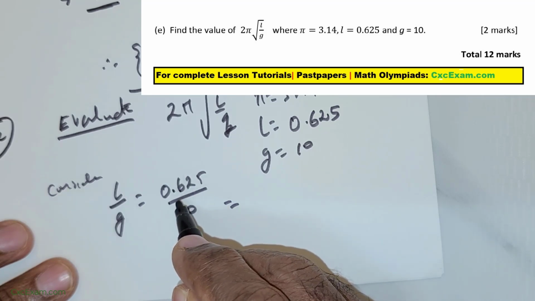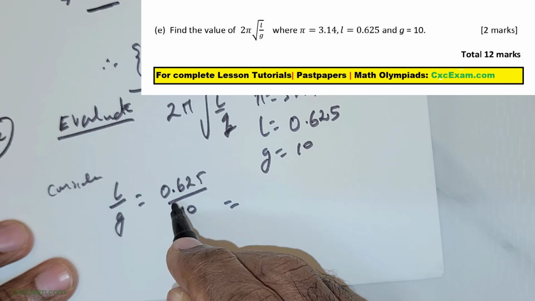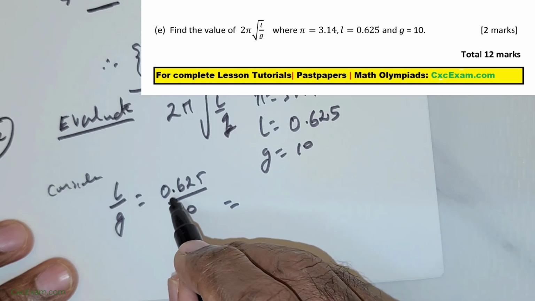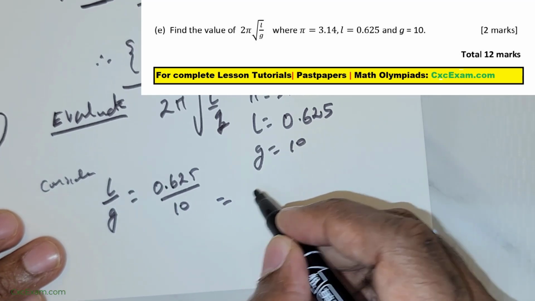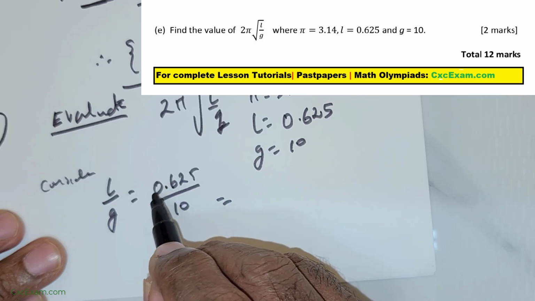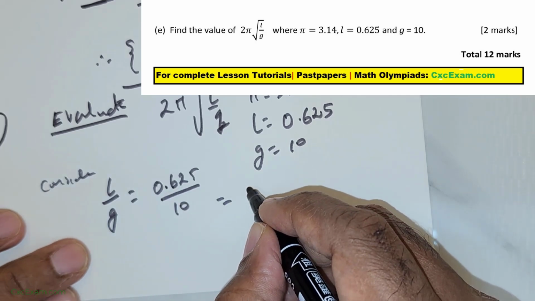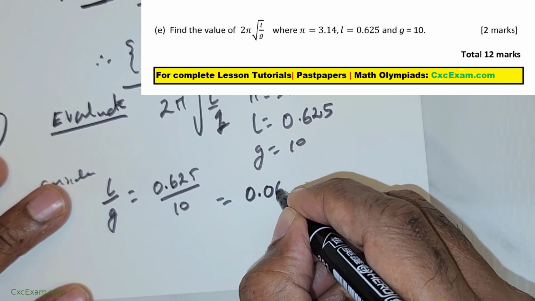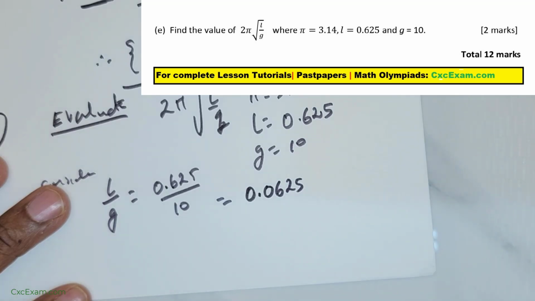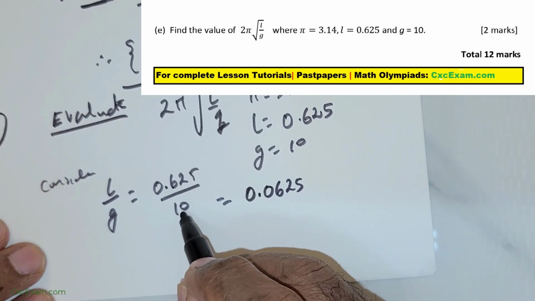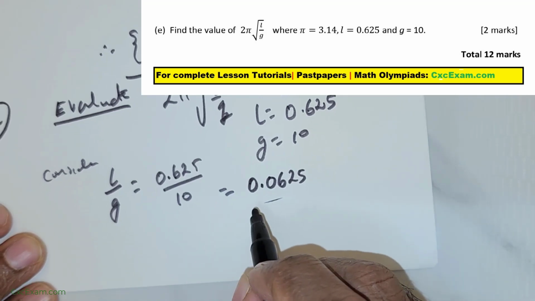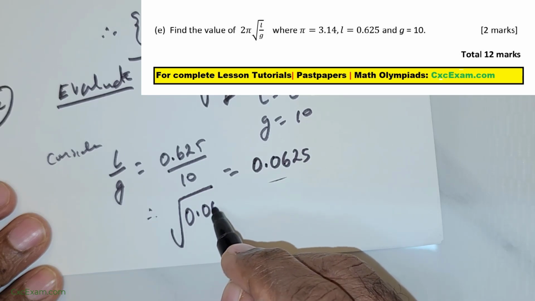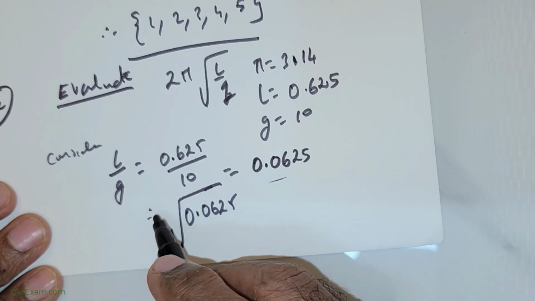So this will actually add a decimal place to this. When I say add a decimal, it means 0.6 would be pushed out further. So we would have 0.0625, right? Whenever you divide by 10, this is the outcome. So therefore root of 0.0625. So you have to get the root.